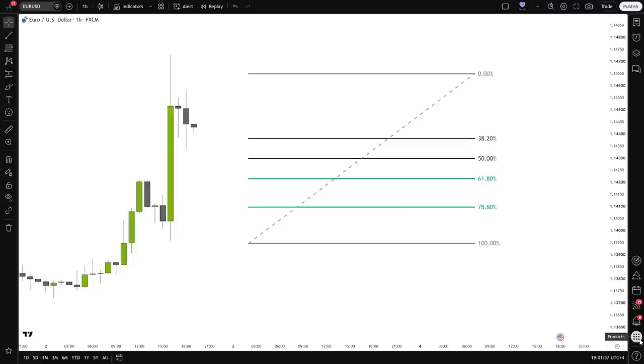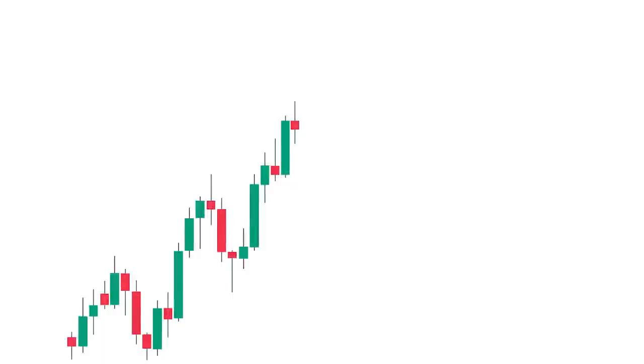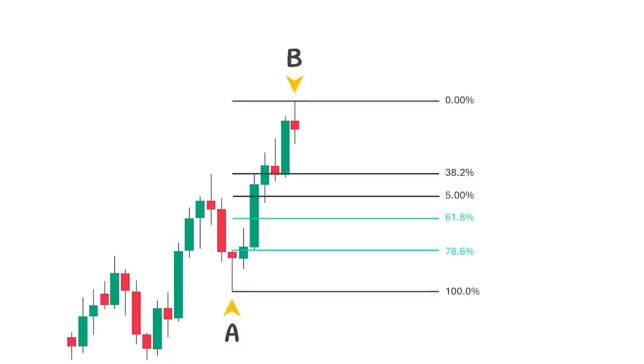Now that we're all set, it's time to use the retracement tool in trading analysis. We always apply this tool from the start of an impulsive move to its end. In this example, the latest impulsive move started at point A and extended all the way to point B. So we apply the retracement tool from A to B.